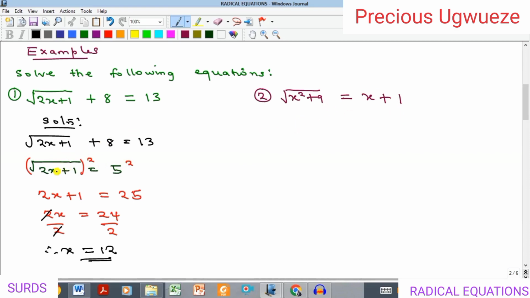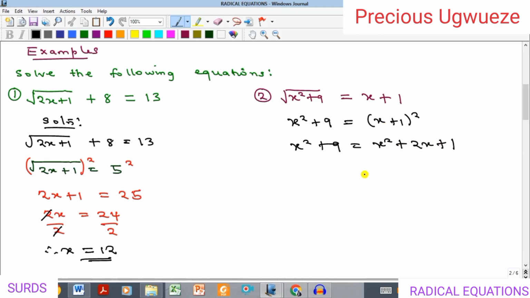We just have clearly on the left-hand side the radical, and on the right-hand side some values. So we'll immediately take the square of both sides. The square is going to take away the square root, and so we will have x squared plus 9 equal to the square of x plus 1. When we open up this bracket, x squared plus 9 is equal to x squared plus 2x plus 1.